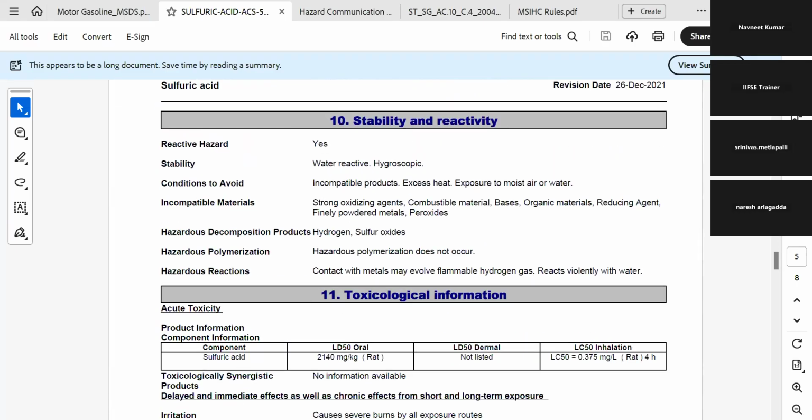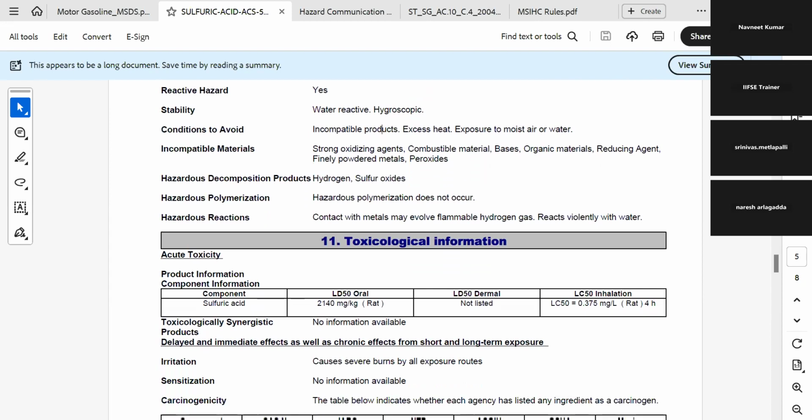Then stability and reactive hazards. Yes, it will react. Stability: it is water reactive or hygroscopic, it will react with water. Then conditions to avoid: incompatible products, excess heat, exposure to moist air or water. These are the conditions to avoid. In the sense, these are incompatible situations. And incompatible metals we have seen. Decomposition: hazardous polymerization does not occur.